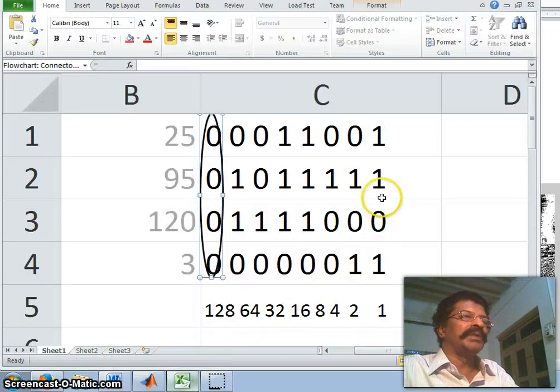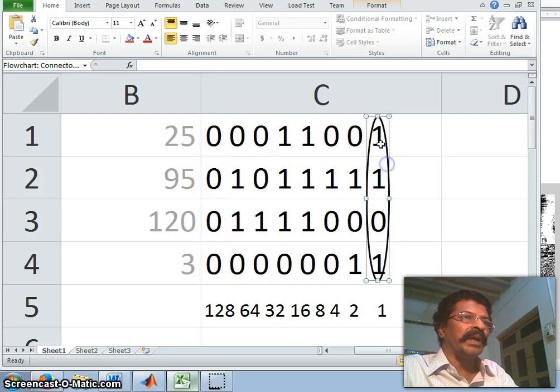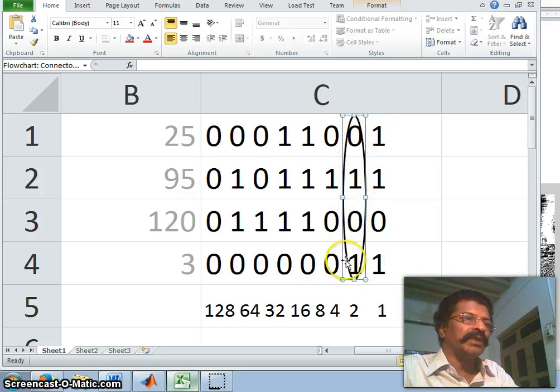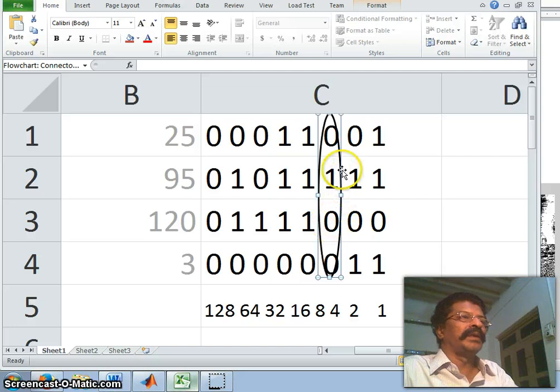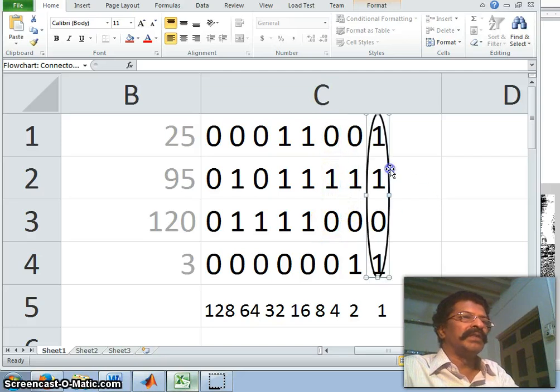Now what we shall do is, out of these 8 bits, let us extract the least significant bit alone, these bits alone. Then we shall show the figure. Then we shall take this one and we shall show the figure. We shall take this one and we shall show the figure. The concept, the logic is very simple.